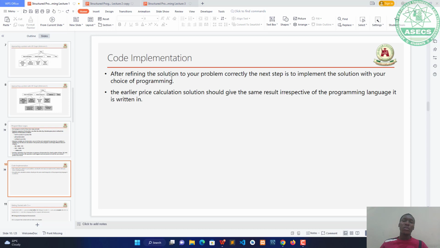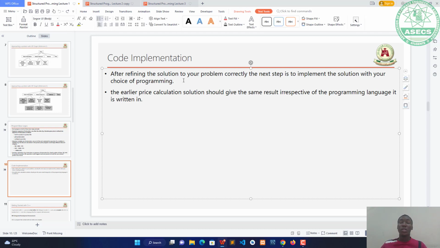So after defining the solution to your problem correctly, the next step is to implement the solution with your choice of programming language. You should implement it using any programming language.